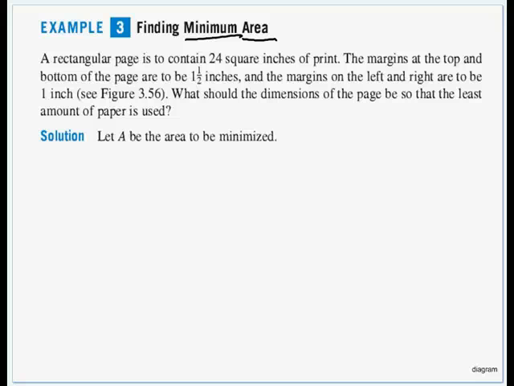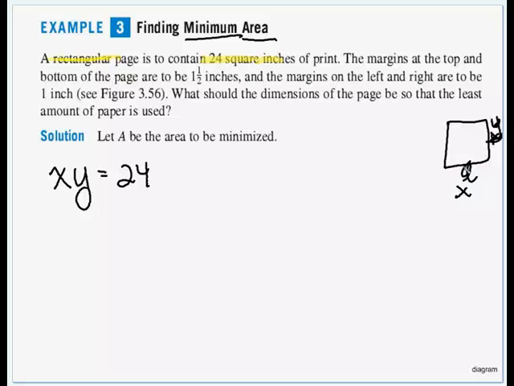Well, let's start looking through that text and figure out what's important here. A rectangular page, 24 square inches of print. So, a rectangle, we have our length and our width. The area is length times width. So one of our equations is going to be x times y equals 24. Instead of using L and W, X and Y are our length and width. And we multiply them together to get the square inches in the area, and we want that to be 24 square inches. And then we have margins.